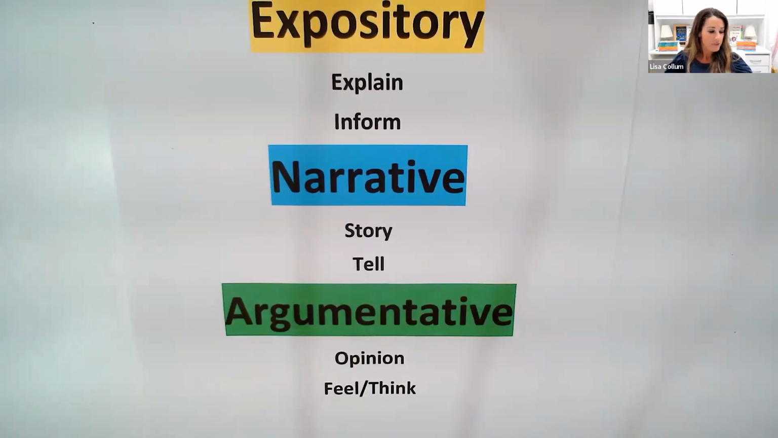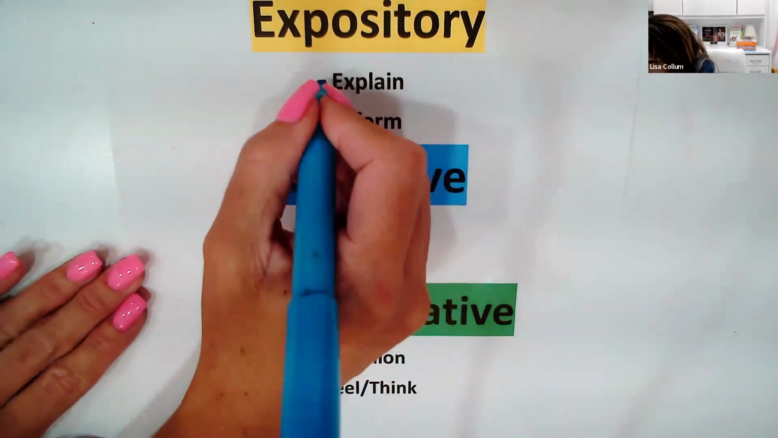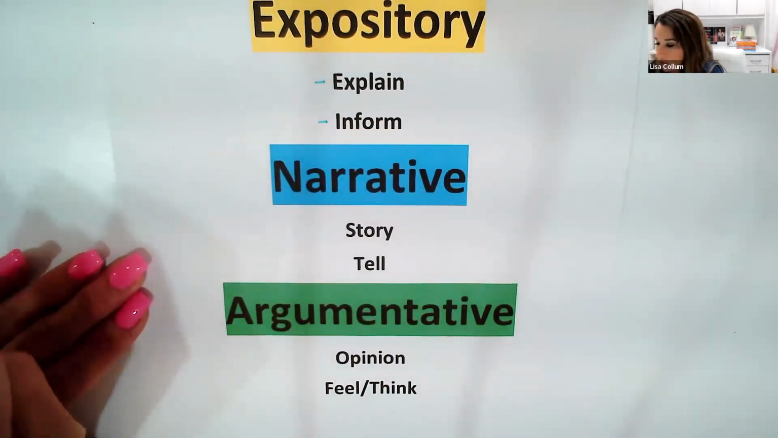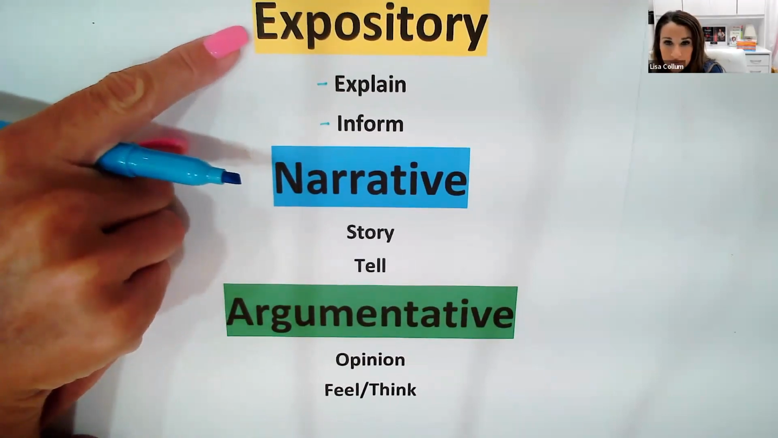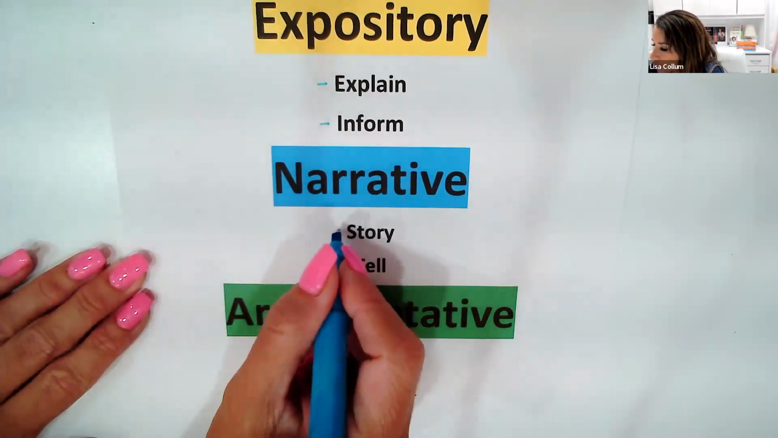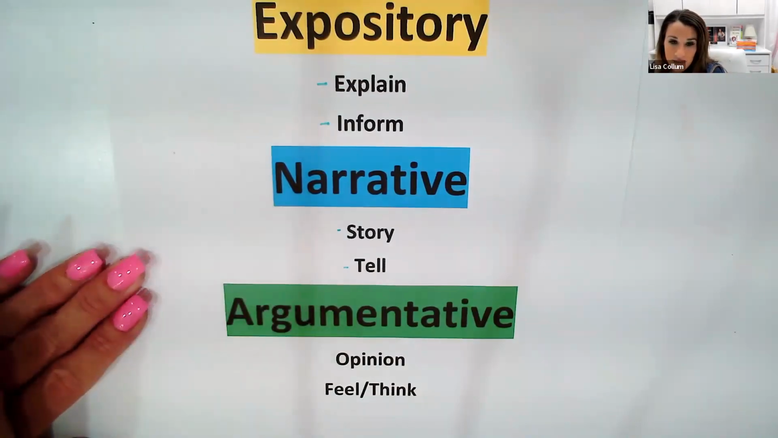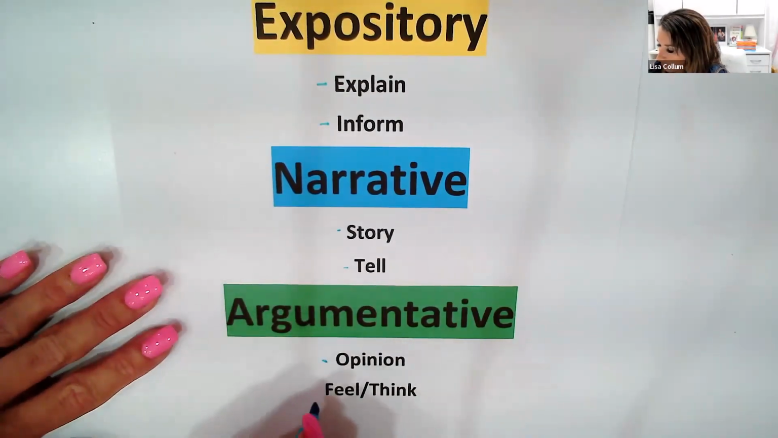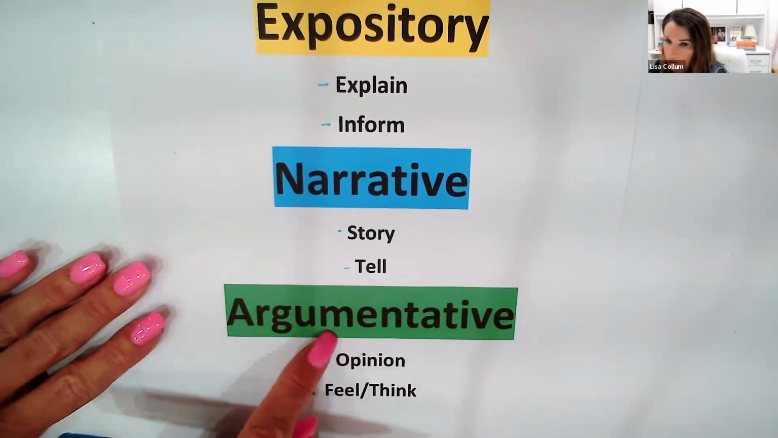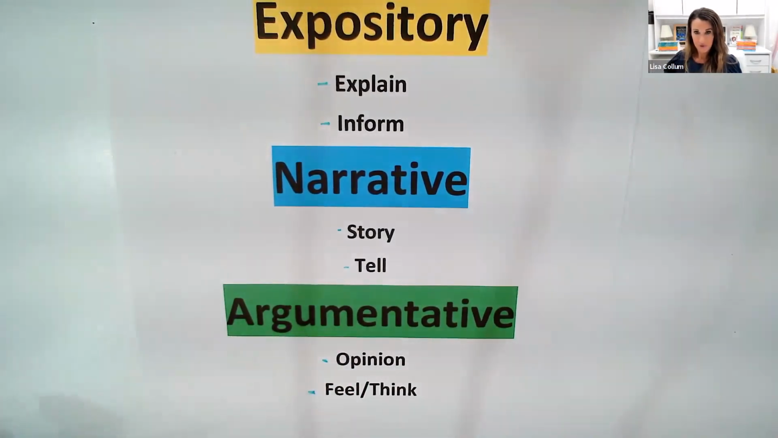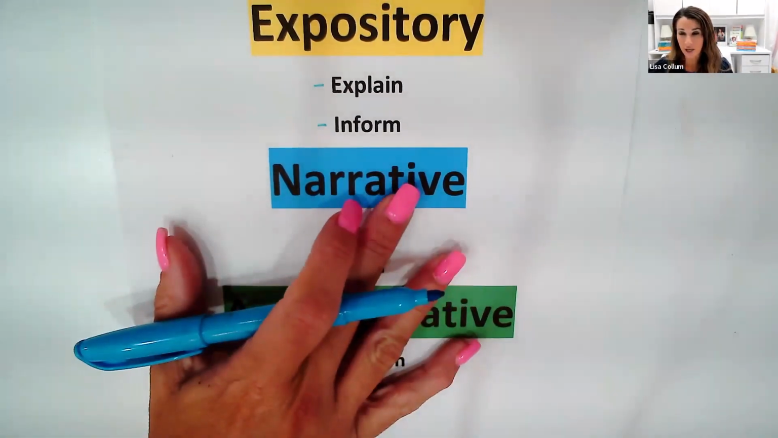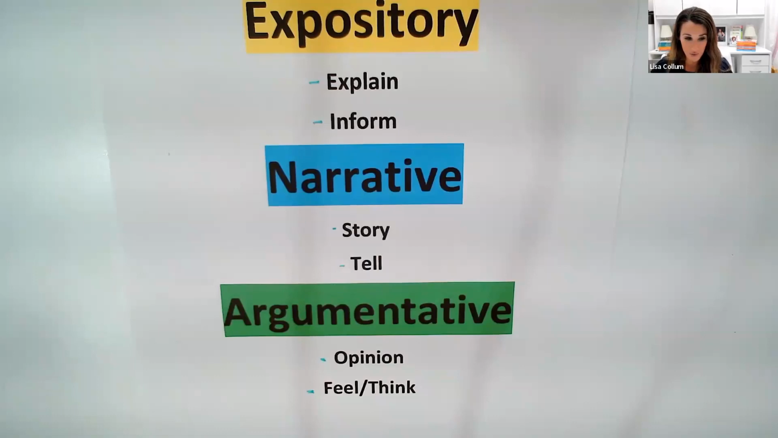So you know, if you see the words explain or inform, you're writing an expository essay. If you see the word story or tell, you're writing a narrative essay. And if you see the words opinion or feel or think, you're writing an argumentative essay. Okay, so I want to show you some prompts, and then we're going to use these keywords and figure out what type of essay we are writing. So let's do some of these together and see how this is all done.